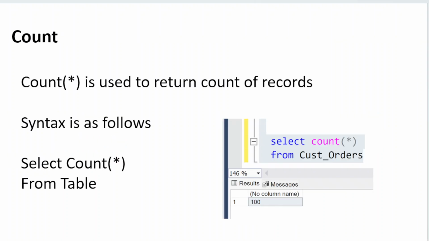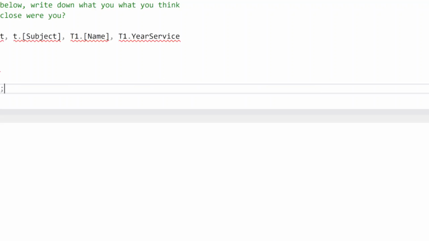So count is used to return the number of records. The syntax is as follows. We say select count from table. We have our customer order table here, and we did a count from it, and it returns 100. That's how many rows are there. But notice you have no column name. And I'm not sure if that's the actual right value for our customer orders.